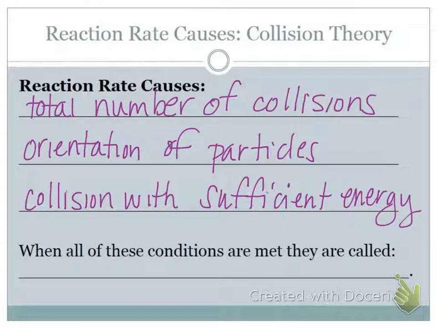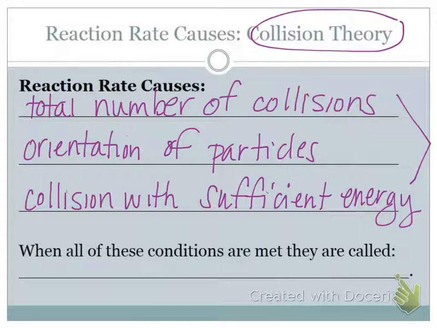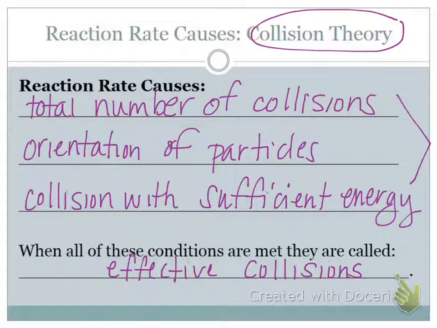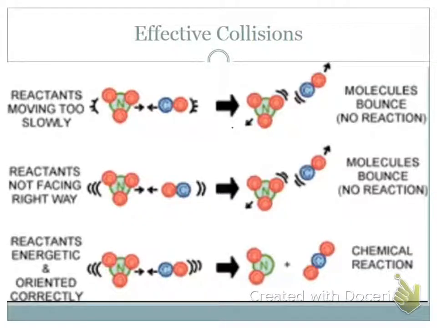Okay? Together, this is all called the collision theory. So you might want to draw yourself a little line like that and write collision theory. These are the parts of that. Okay? You've got to have enough particles colliding. They have to have the correct orientation, and they have to have sufficient energy. When all of these conditions are met, we refer to those as effective collisions. Okay, any questions on that? Okay, so let's talk about the energy portion of it in a second.